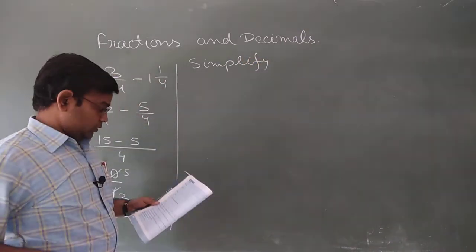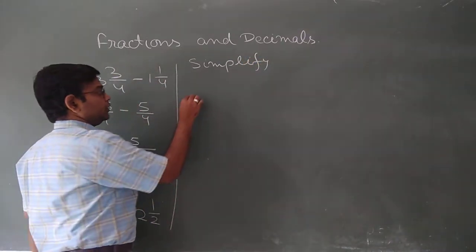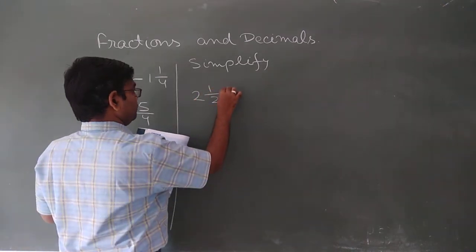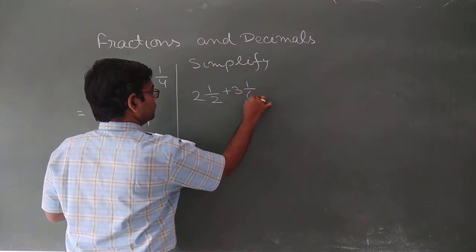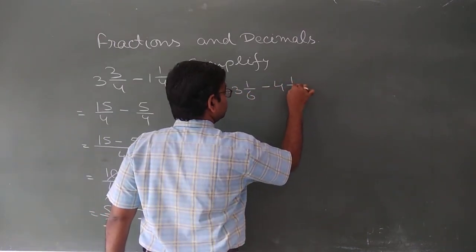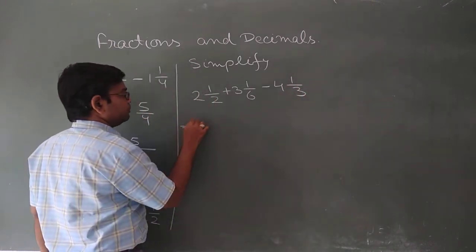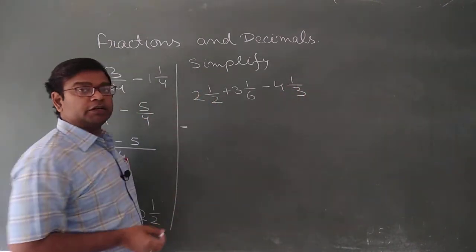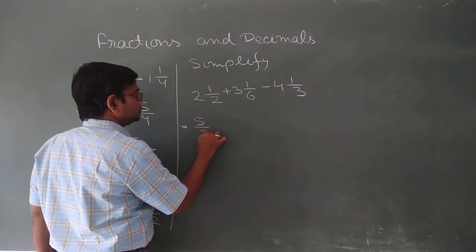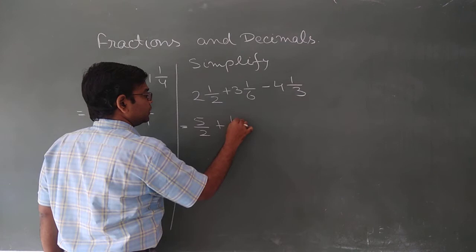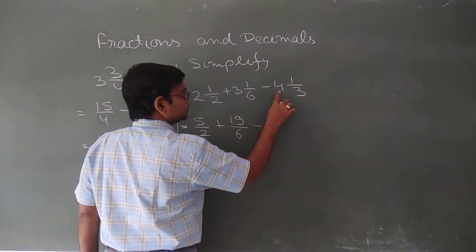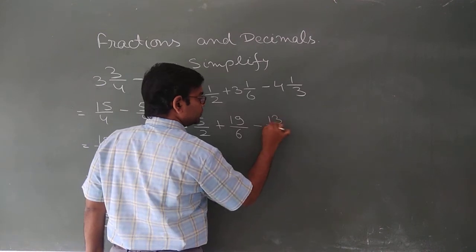Now, the question says 2 whole 1 upon 2 plus 3 whole 1 upon 6 minus 4 whole 1 upon 3. Simplify it. First, we convert them into improper fractions. It's 5 upon 2 plus 19 upon 6 minus, 4 3s are 12 plus 1, 13 upon 3.